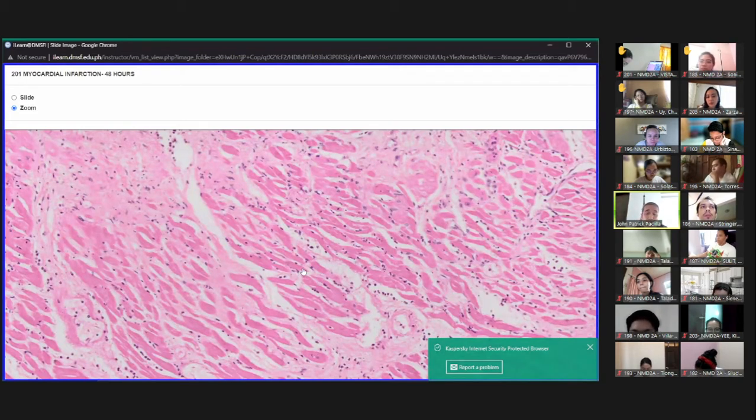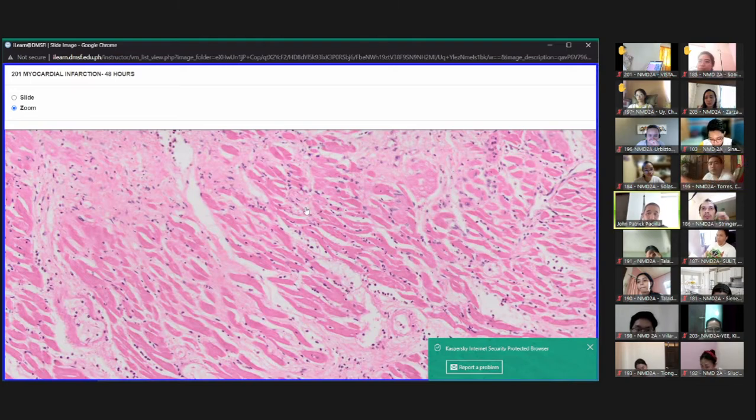So with regards to the type of necrosis, what type of necrosis is present in this particular slide? Kevin, what do you remember? Would it be liquefactive, coagulative, caseous, fibrinoid necrosis? What is it? Charles, what is the type of necrosis that we would see? Coagulative, Doc. Okay, coagulative.